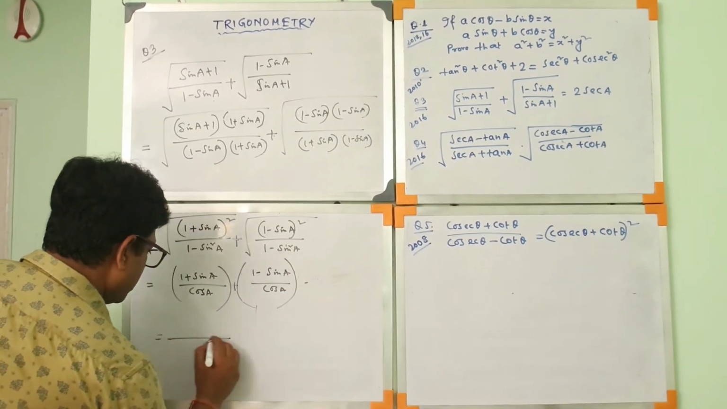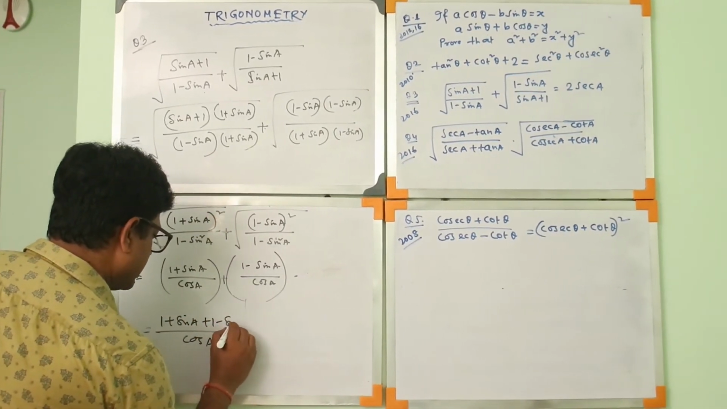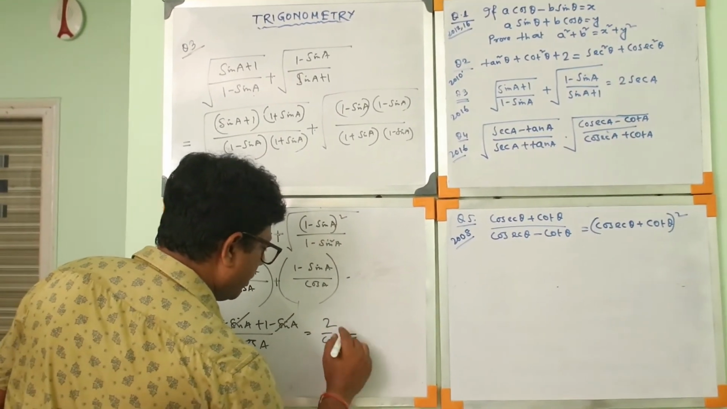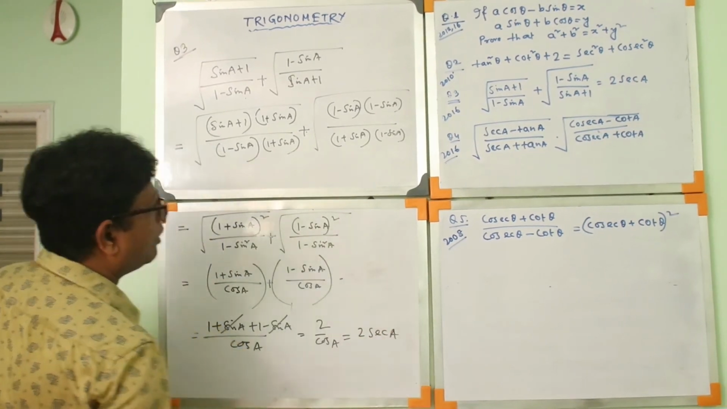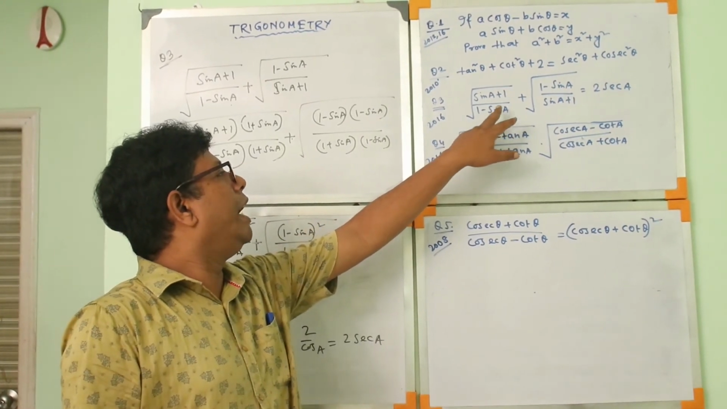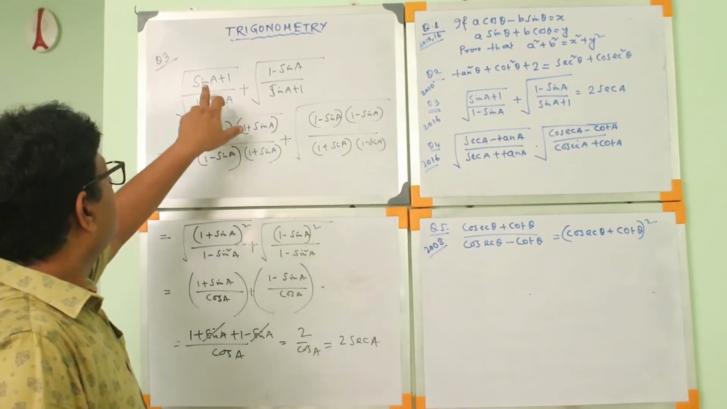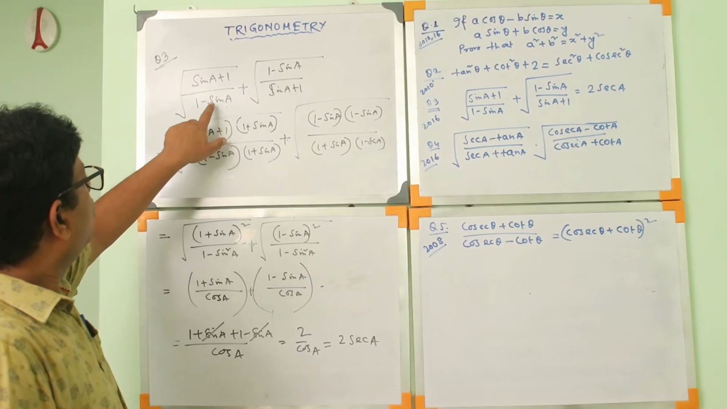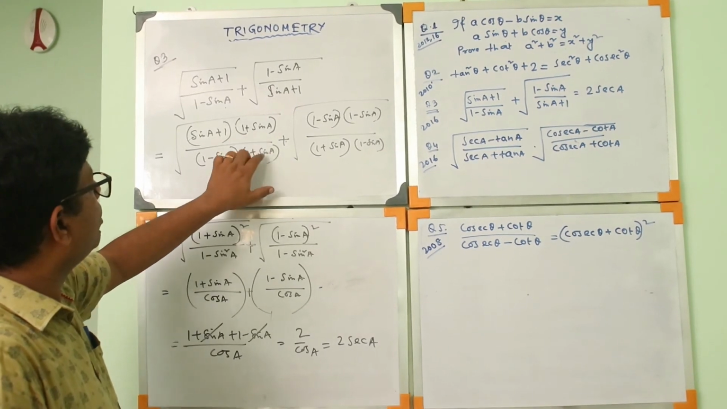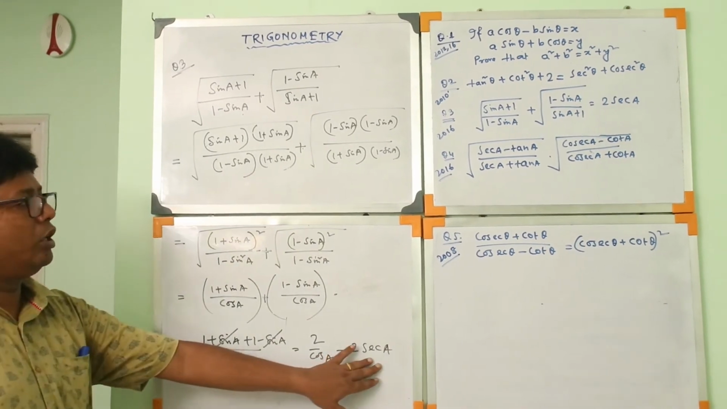So with cos a common, 1 plus sin a plus 1 minus sin a, the sin a terms cancel, giving 2 by cos a. That means 1 by cos a is sec a, so that is equal to twice sec a. So in this type of problem, at first you have to multiply the numerator and denominator by the same term. For 1 minus sin a, you multiply 1 plus sin a in numerator as well as denominator. Similarly in the other term, and ultimately by solving that you will get twice sec a.